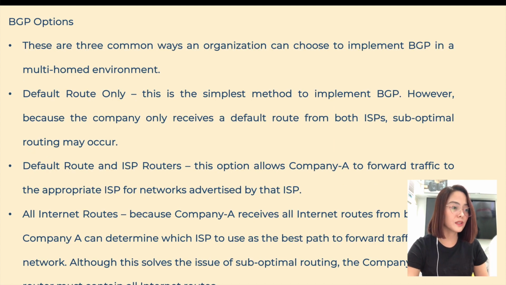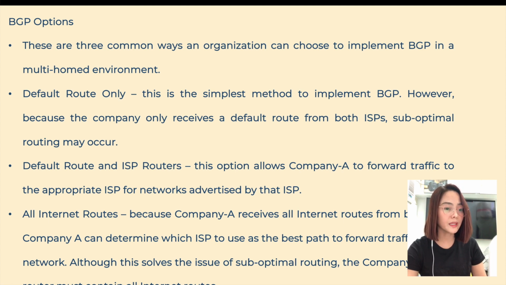BGP options. There are three common ways an organization can choose to implement BGP in a multihomed environment. Default route only. This is the simplest method to implement BGP. However, because the company only receives a default route from both ISPs, suboptimal routing may occur.